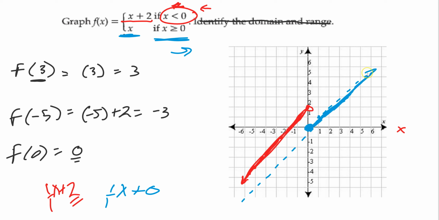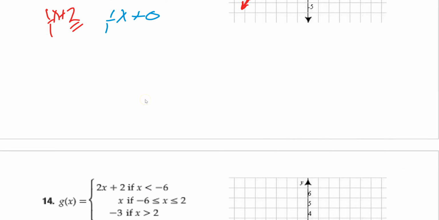I wish I could draw straighter, but I can't. There you go. And that's my piecewise function. Let me erase this so it's a little bit nicer. Right? And there he goes. I want this graph when it's less than 0, so you just graph the whole thing. Then you want the less than 0 part. You want this graph when it's greater than 0. And there we go. Let's do another one.